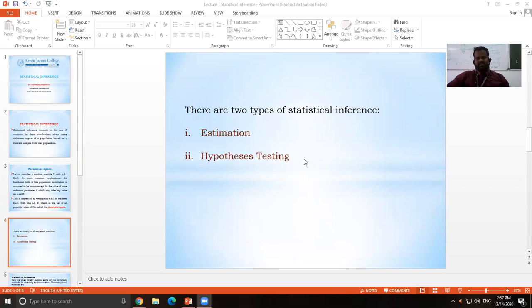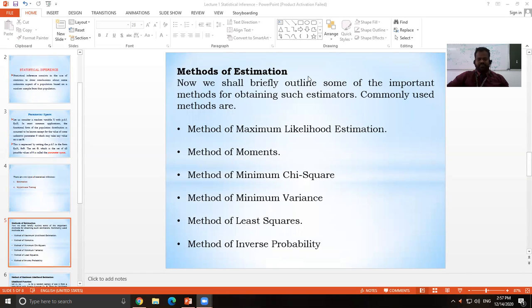Next, statistical inference has two types. One is estimation theory, another is hypothesis testing. The first method, estimation theory: in this we are going to estimate unknown parameter values. This is the method of estimation.